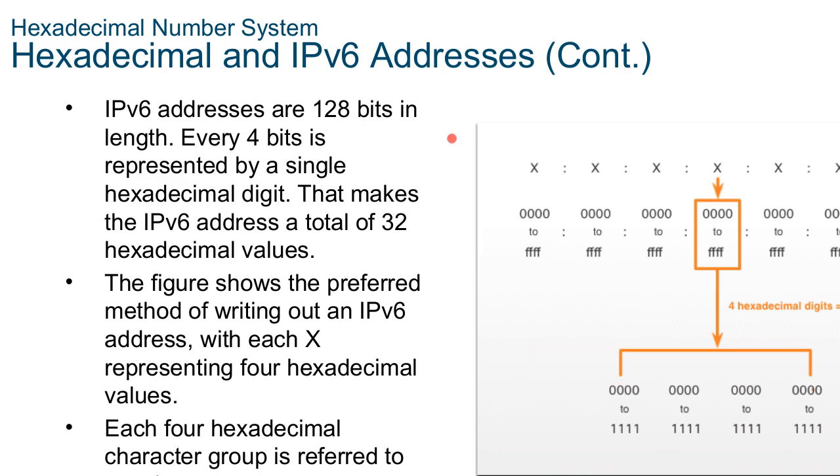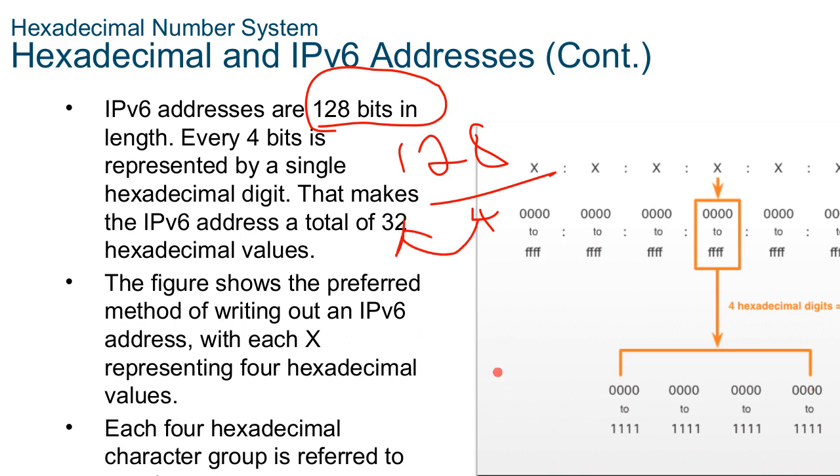Very important to note is that here we are working with 128 bits. Look at that, 128 bits. For every 4 bits, we use 1 hexadecimal digit. So 128 divided by 4, you get 32. That means an IP version 6 address is a total of 32 hexadecimal values.